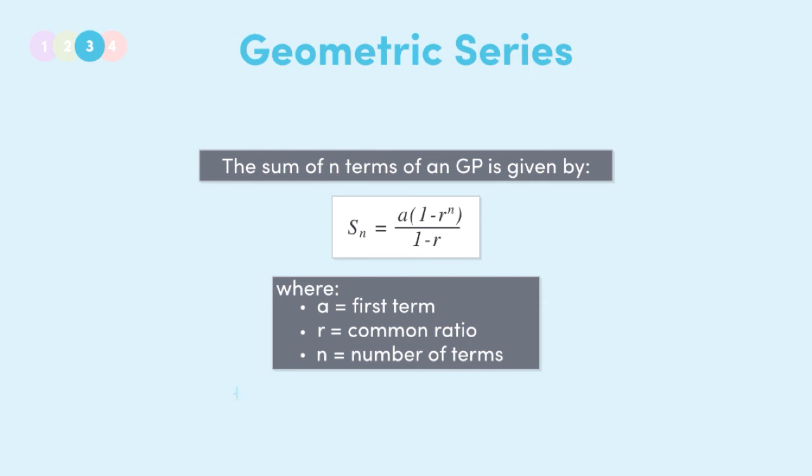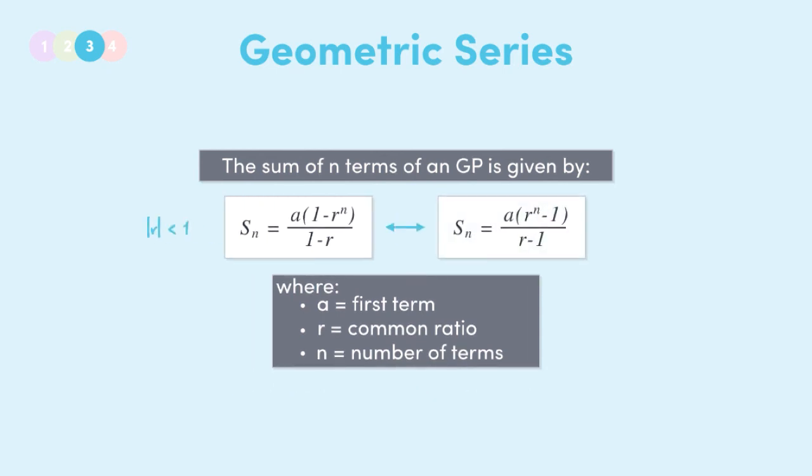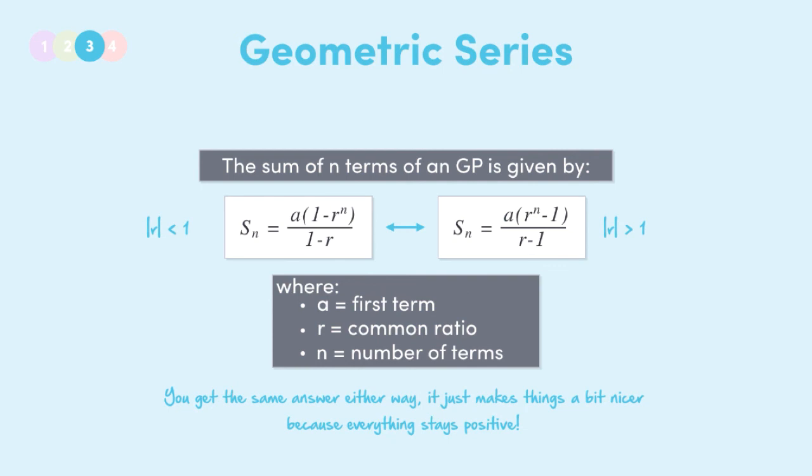Now we generally use this formula when R is between -1 and 1, or the absolute value of R is less than 1. If R is greater than 1, or R is less than -1, we use this formula. S is equal to A outside of R to the n minus 1 over R minus 1, which is exactly the same as the one above, but with R minus 1s instead of 1 minus Rs. It doesn't really matter which one you use, you get the same answer, but if you use the right formula, you keep the numerator and the denominator positive, and that makes things a little bit nicer.